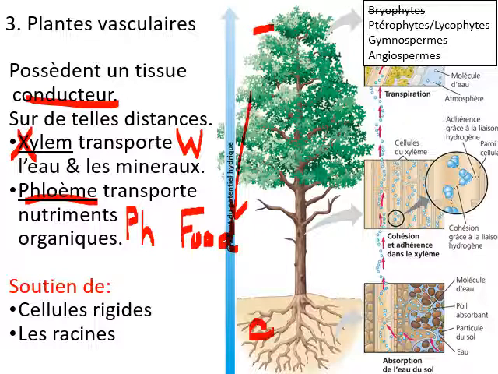The cells are rigid and the plants have roots. And here is where we come back to cohesion and adhesion, which are those properties of water that allow it to stick to itself and to other things. This allows the transport of the food and the water up and down the plant.